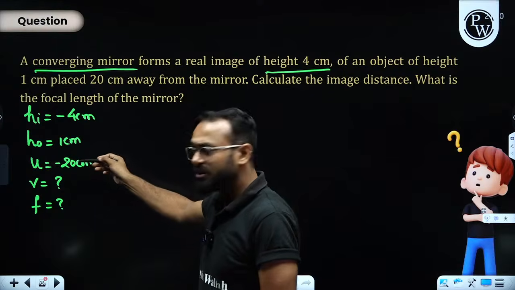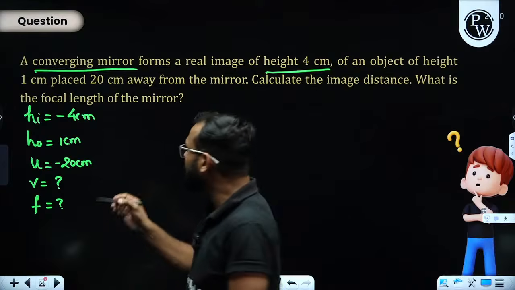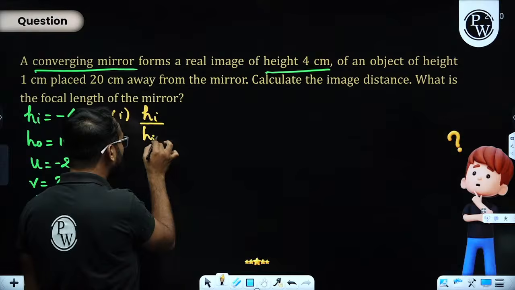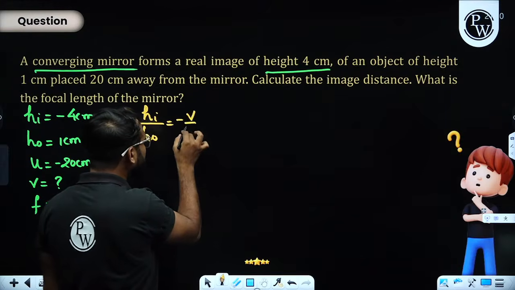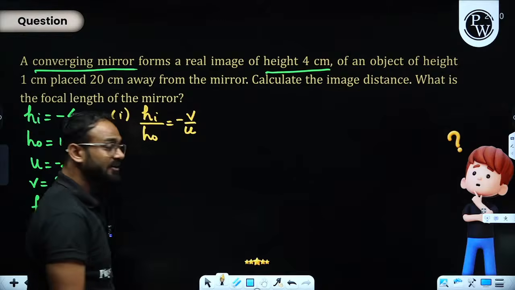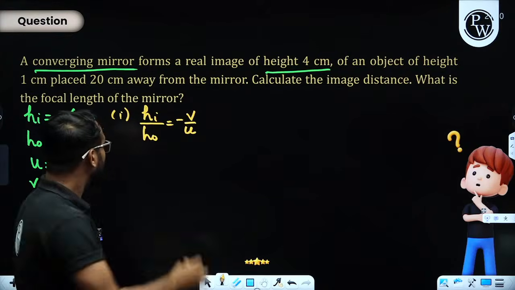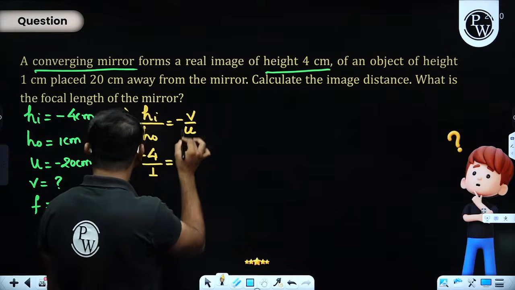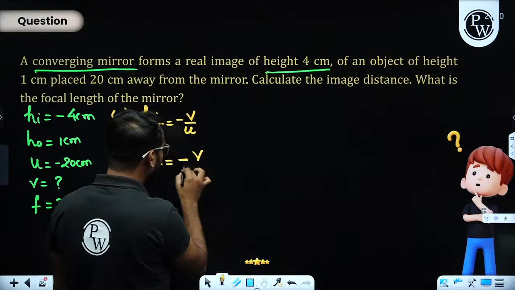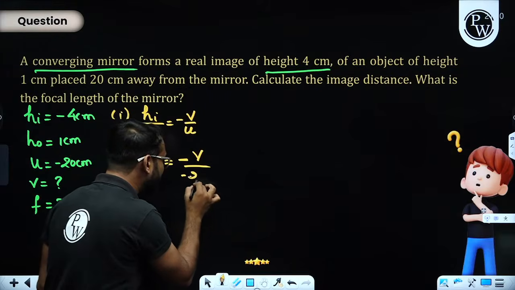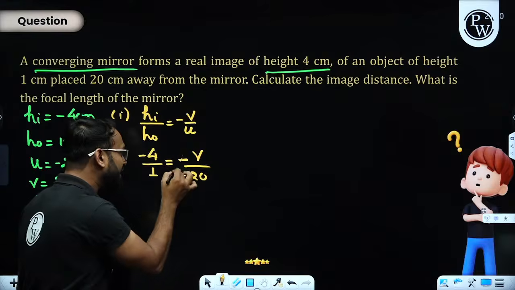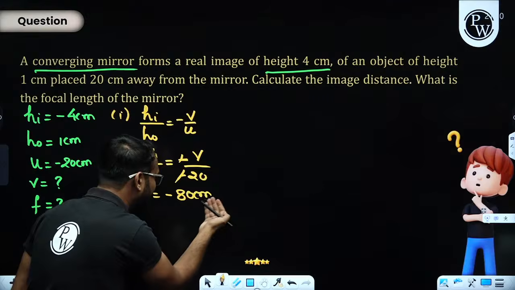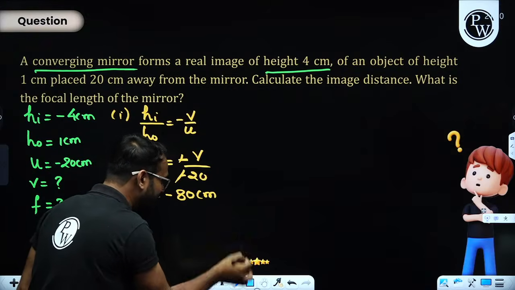Hi, Ho, U, 3 values are given. We can calculate the value of V. So in the first part, we are going to use the relation Hi by Ho is equal to minus V upon U. What is the height of image given? Minus 4. Height of object 1, is equal to minus V upon U, where U is minus 20. Minus and minus cancel. V value is how much? Minus 80 centimeter. Have you also got the same value? Minus 80 centimeter.